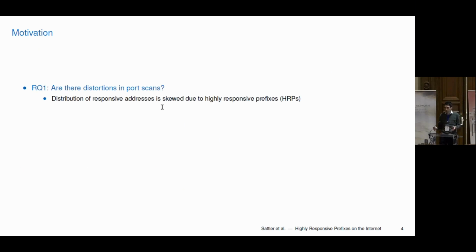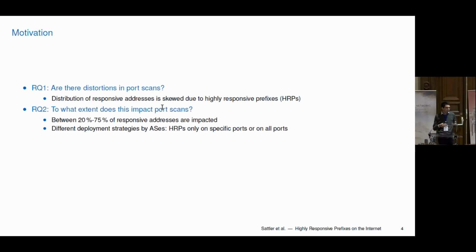So what are our research questions? I will also give you a short overview of what I will present in this talk. Our first question is, are there distortions in port scans? And yes, there are. The distribution of responsive addresses is skewed towards highly responsive prefixes, which we will see in a moment. The second question was, to what extent does this distortion impact port scans? We see, depending on the port, between 20% and 75% of all responsive addresses in the port scan results are inside such HRPs. We also see different deployment strategies by different ASs.